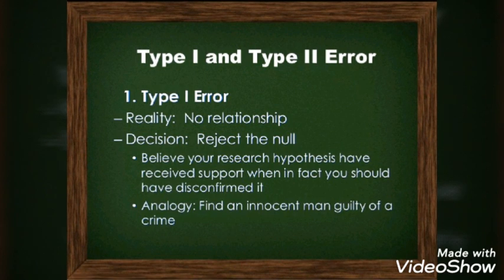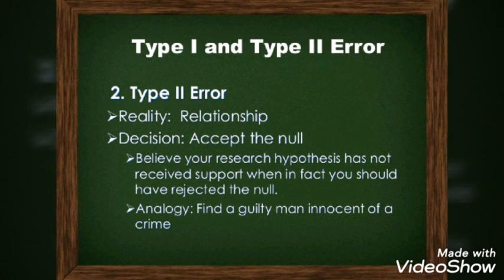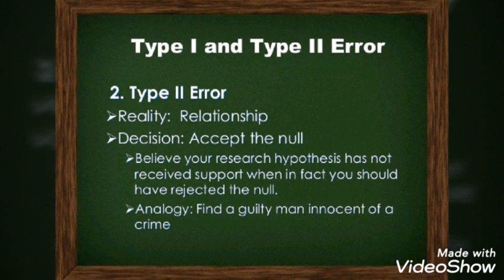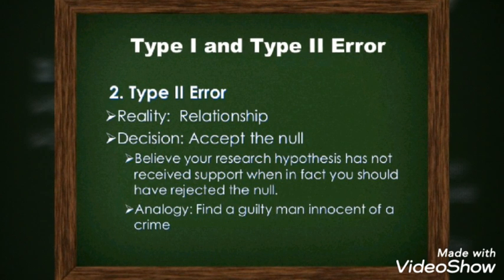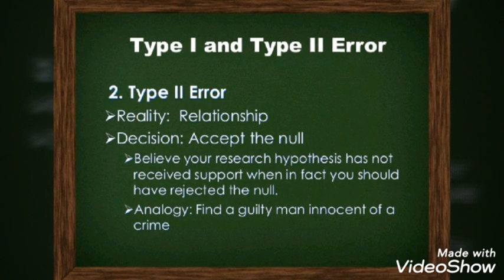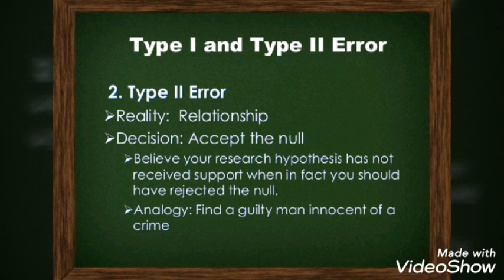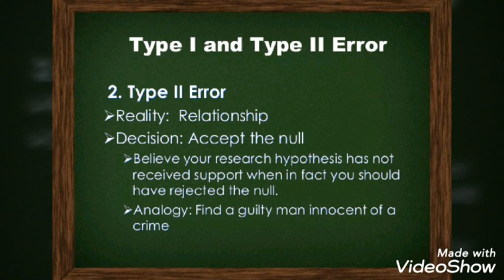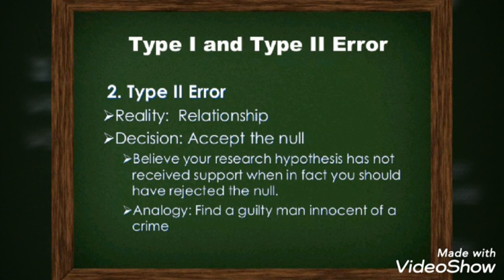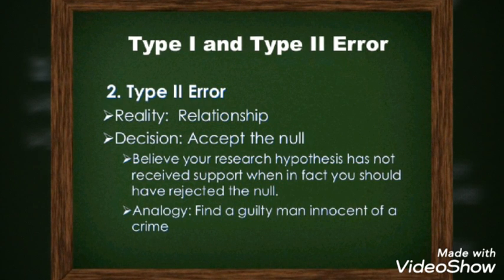Type 2 error. Reality shows the relationship between the variables. The decision accepts the null, that is, in this case they are accepting the null. You believe your research hypothesis has not received support when in fact you should have rejected the null. So vice versa is happening compared to type 1 error. In type 1 error, the null hypothesis is having no relationship, but it should show the relationship, whereas in type 2 error it is showing the relationship. So it is vice versa, things are happening.